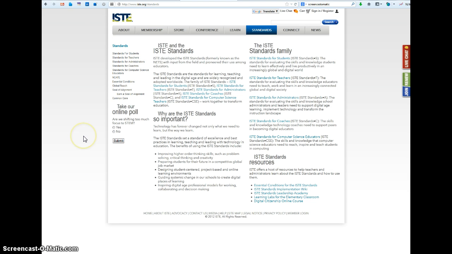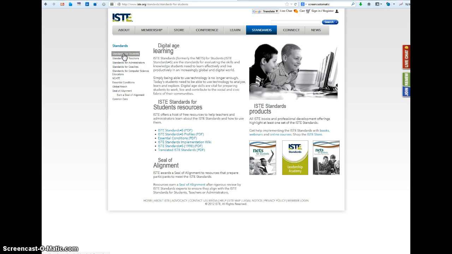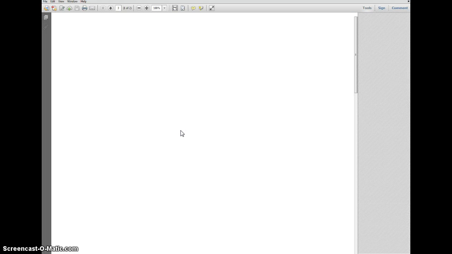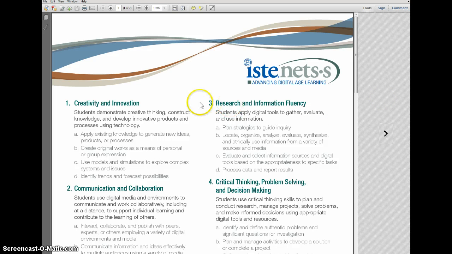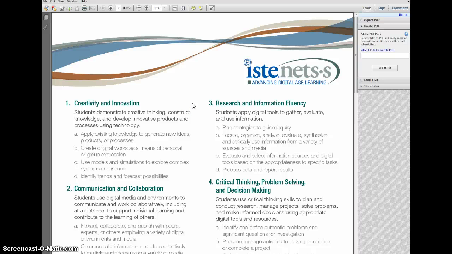For our purposes, we are going to focus on the standards for students and the standards for teachers. The standards for students outline the different skills, conditions, and applications relating to P12 students using technology in learning. The standards themselves are fairly self-explanatory, and for each standard there are outcomes or benchmarks that students are expected to meet.